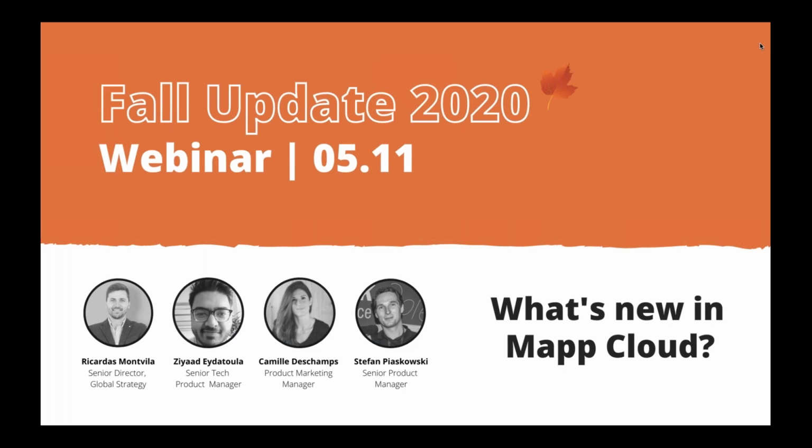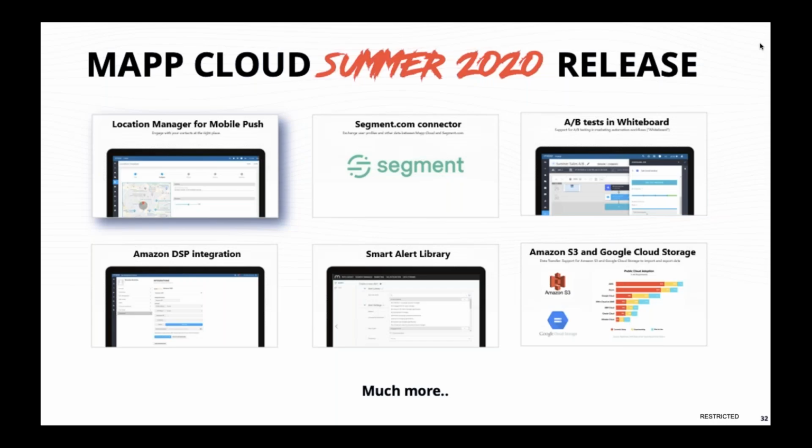As some of you may know, we've launched some great improvements in the last summer release. Among many others, we had the geofencing feature for mobile push that helps you to engage with your customers at the right place, but also the possibility to A/B test your marketing scenarios in your Mapp Engage whiteboard. During this same summer update, we also announced many new integrations, including Amazon DSP from Mapp Acquire, as well as the Amazon S3 and Google Cloud Storage from Mapp Engage.